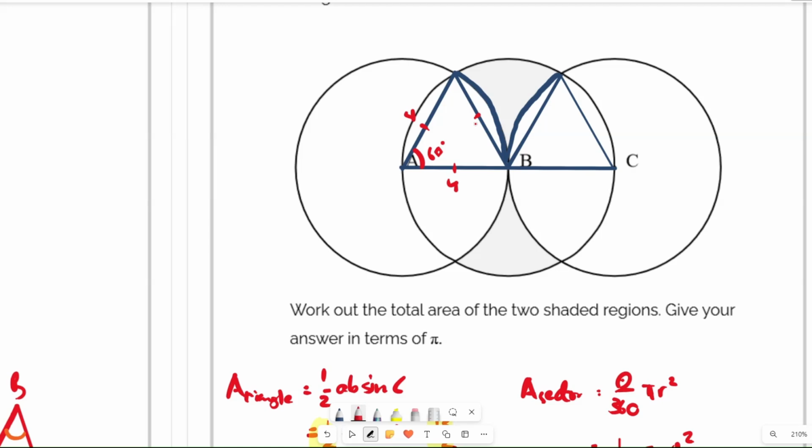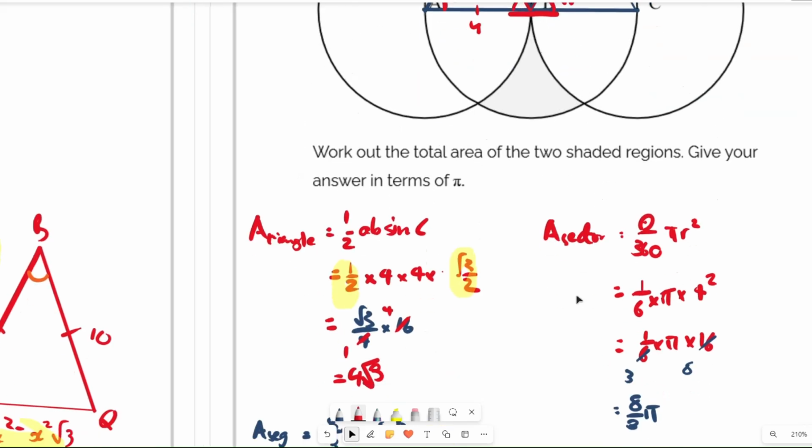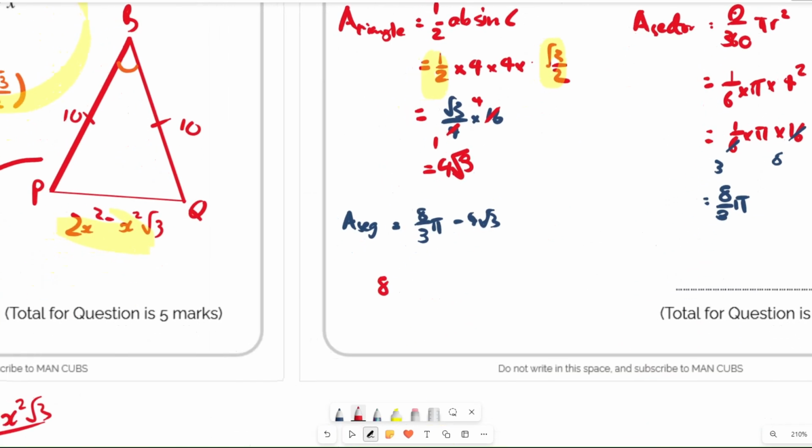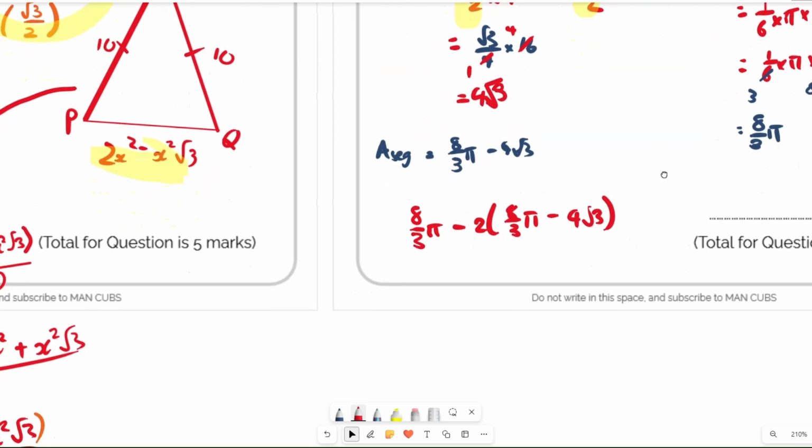So we're going to be looking at this sector right here, the one in red that I'm drawing at the moment, like so, because that's also going to be 60. If this is 60 and this is 60, then this has to be 60 because this lies on a straight line, so it has to sum to 180. So if we take the area of the sector, which is 8 over 3 pi, and we subtract 2 lots of 8 over 3 pi minus 4 root 3, that will give us the area of the shaded region. We multiply that by 2 and we'll get that answer.